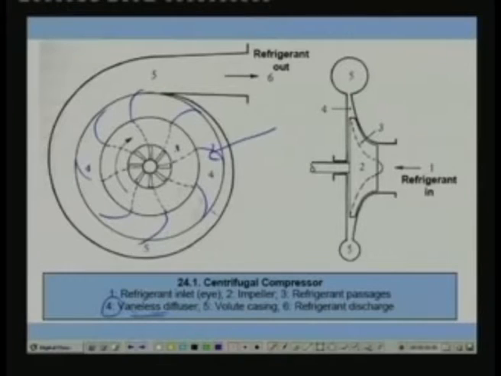And these vanes can be fixed or adjustable. That means in the fixed case you cannot change the position of the vanes, but in an adjustable case you can vary the position of the vanes in the diffuser.